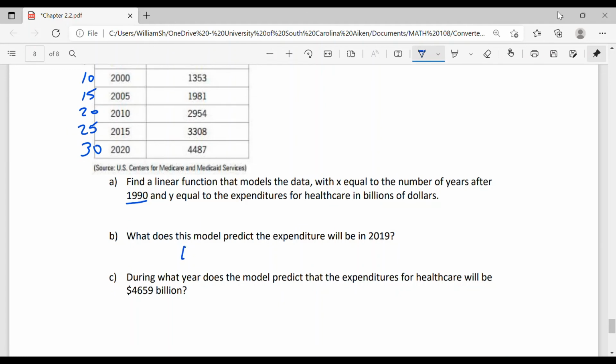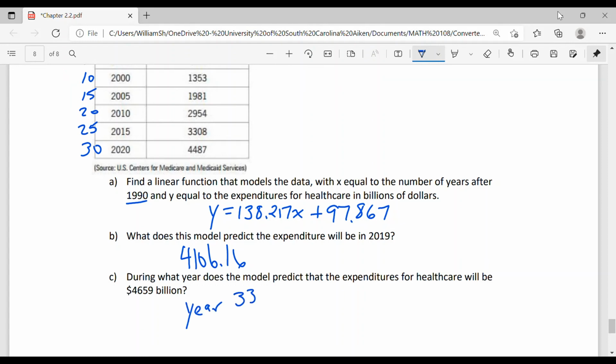So for B, it was 4,106.16 for the model expenditure in 2019. We do need to write our equation as well here for A. It was y equals 138.217 approximately x plus 97.867. And what did we find for C? We found it to be year 33, which corresponds to 2023. That would be our answer for that one.